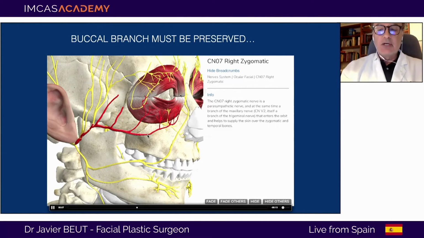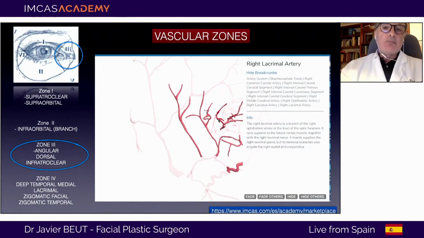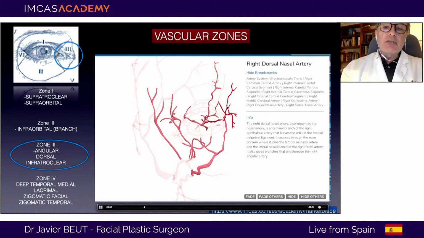All right. So zone 3, as you see here, is the internal canthus. We have the angular artery, the dorsal artery, and the infratrochlear artery. So all these arteries here, as you can see, this is the angular artery, this is the infratrochlear artery, and this is the supratrochlear artery. And in this region here is the paracentral artery. So if you look carefully, all this joins what? The ophthalmic artery. So be careful, all right?